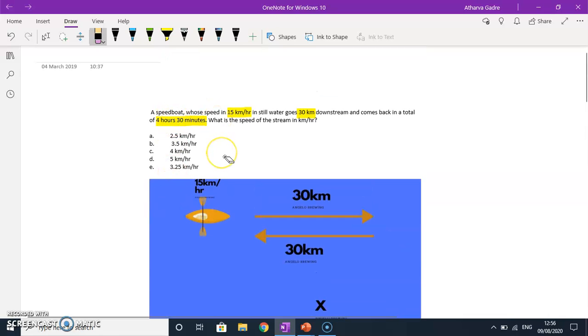Here, a speedboat whose speed is 15 km per hour in still water goes 30 kilometers downstream and comes back in a total of 4 hours 30 minutes. What is the speed of stream in kilometers per hour? There is no shortcut for these type of questions. What you want to remember is that you have to increase your solving speed and do it as quickly as possible. So just focus on the things that are given to you. Like 15 kilometers per hour is the speed of the boat, 30 kilometers it goes downstream, so it has to come back upstream 30 kilometers. So the total distance traveled is 60 kilometers and the total time taken is 4 hours and 30 minutes.